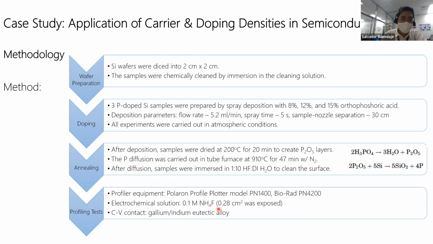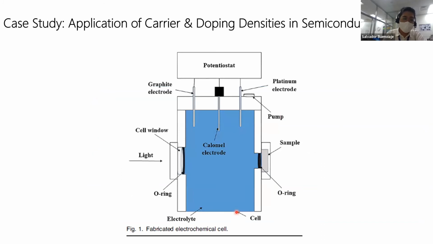Then these are the profiler equipment. The electrochemical solution is this one. This is the CV contact. And this is their setup, the improvised setup.